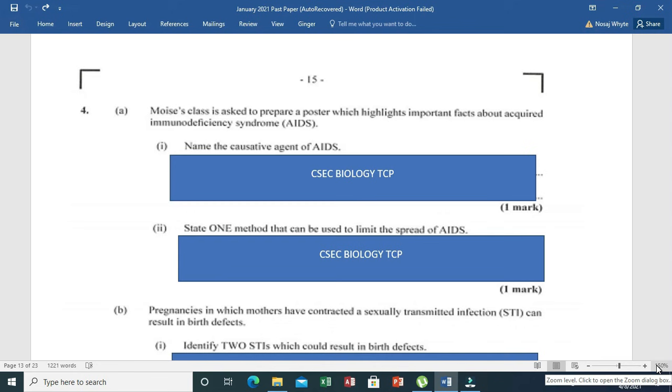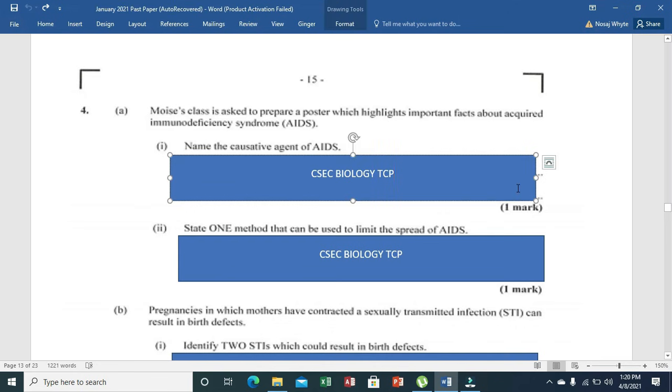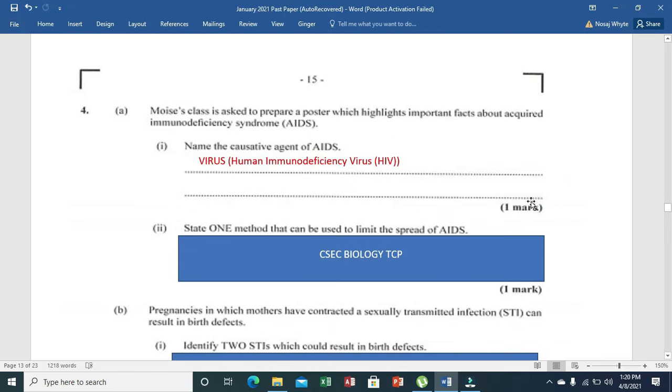Now there are 5 things that really could cause a disease. There could be a virus, a bacteria, fungi, protozoa, and worm. Which is the causative agent here? I'll reveal. It's going to be the virus. The particular virus is the human immunodeficiency virus.